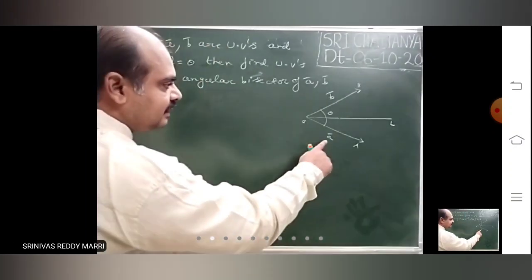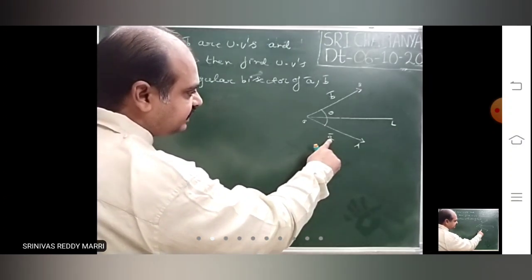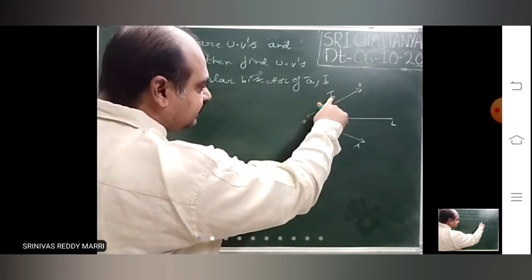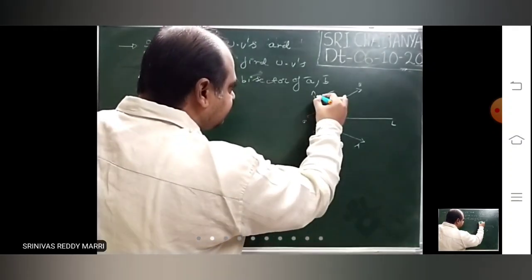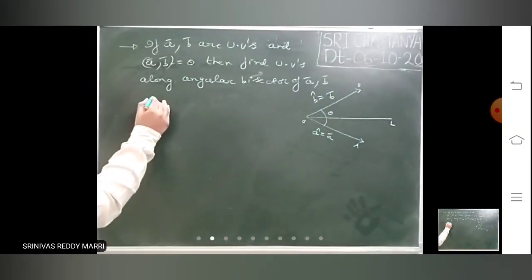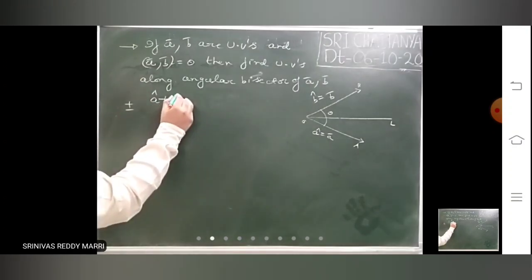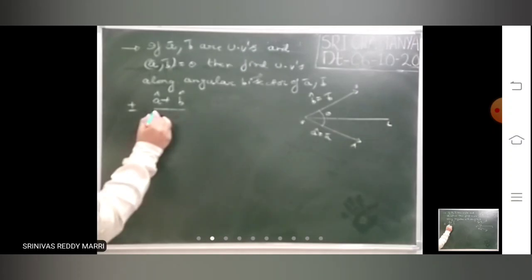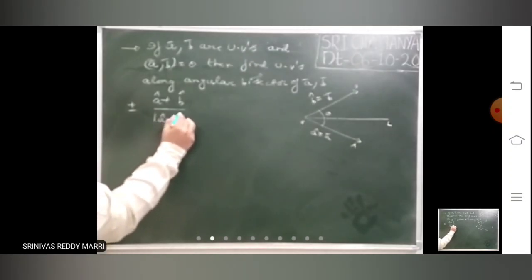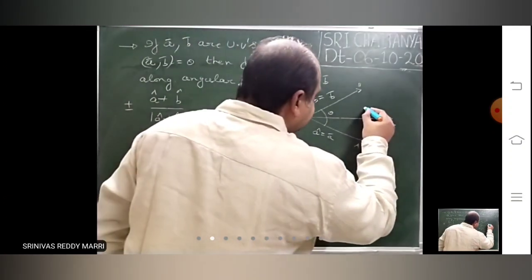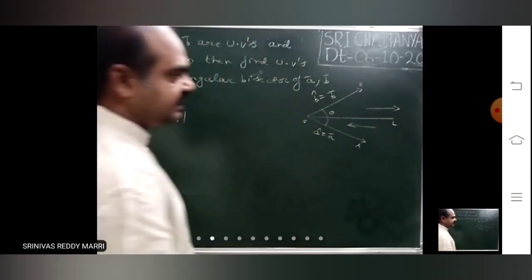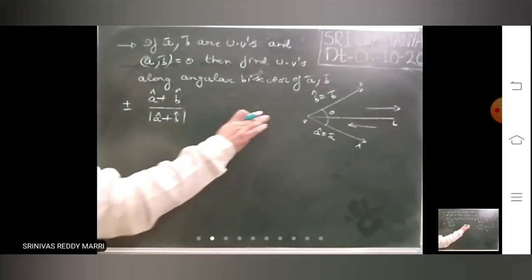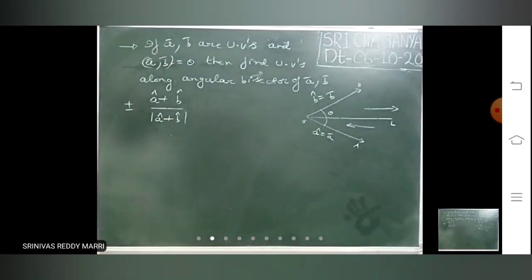In addition, we have discussed. A cap means A bar only, this itself is a unit vector. B cap means B bar only, this is B cap itself, a unit vector. That means unit vectors are directly given. So what is the unit vector along the angular bisector? Two vectors will be there: A cap plus B cap divided by modulus of A cap plus B cap. One unit vector will be along this direction, and one along the other direction.